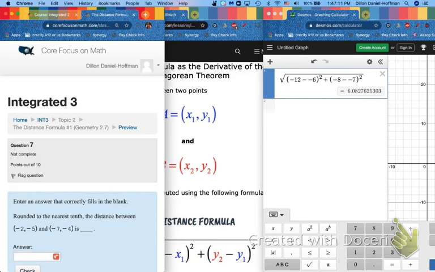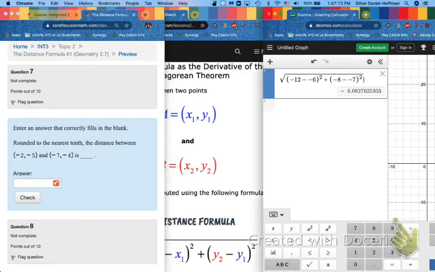Maybe. Ooh, negatives all around again. So that makes it easy. I just leave them all in. Negative 2, negative 7, and negative 5, negative 4.